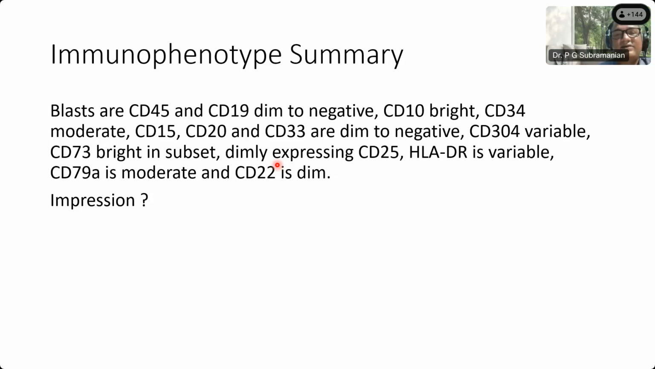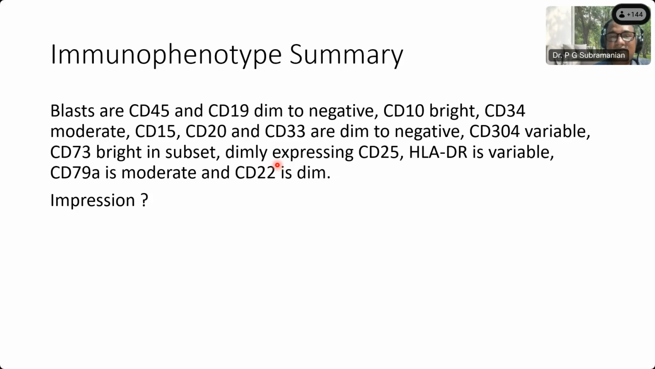Yeah, but 19 is dim to negative, so 19 is not bright. But in addition, when 19 is dim to negative, then we have 79 and 22 in support, sir. If 22 is not there, 79. So how many markers do you need for support? 79 alone will do? No, sir. Two are required. So if 22 is not done in this, we will not get the confirmation of a B phenotype.